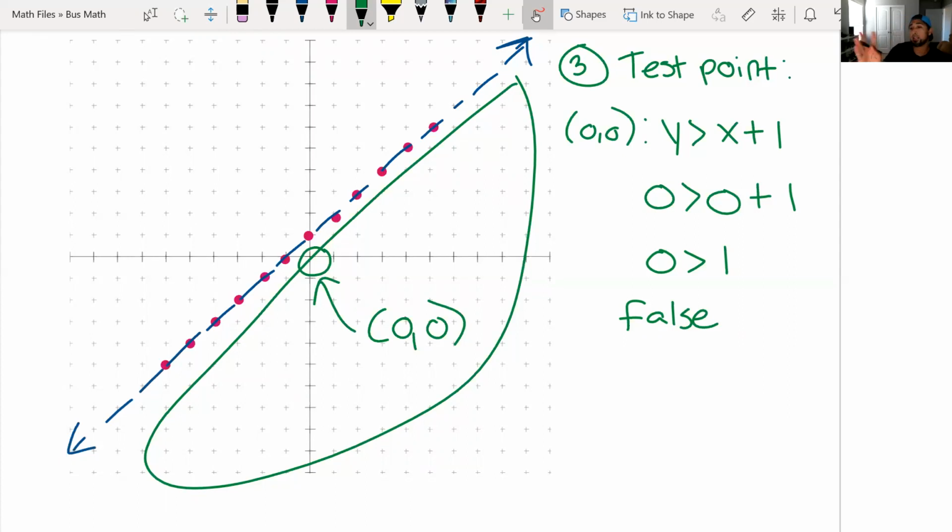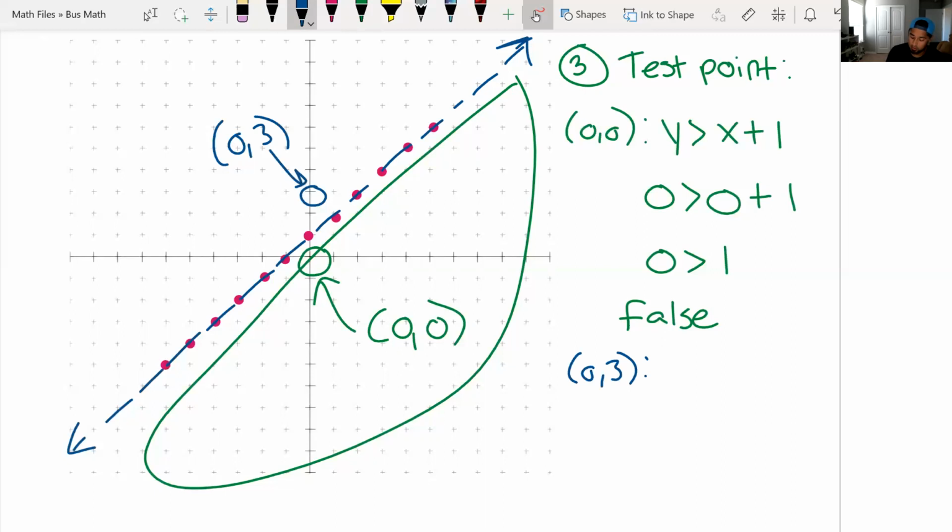So let's shade. Well, I guess before we shade, let me show you that a point is true. So let's pick another point. Let's pick this point. This point is 0, what is it? 1, 2, 3. 0, 3. Let's see if this point holds true.